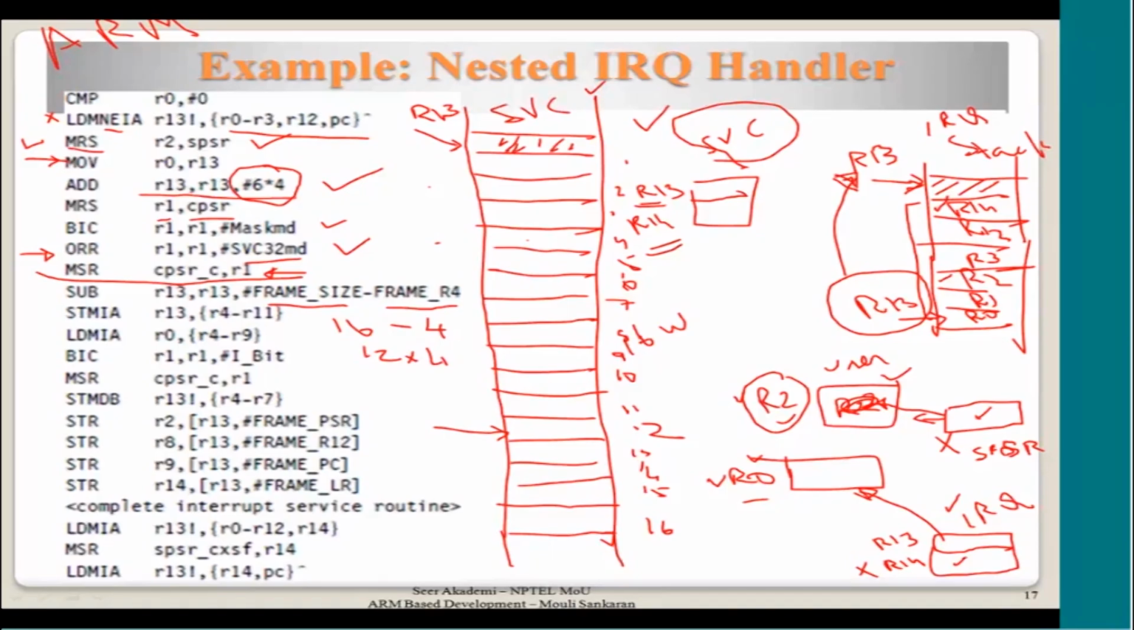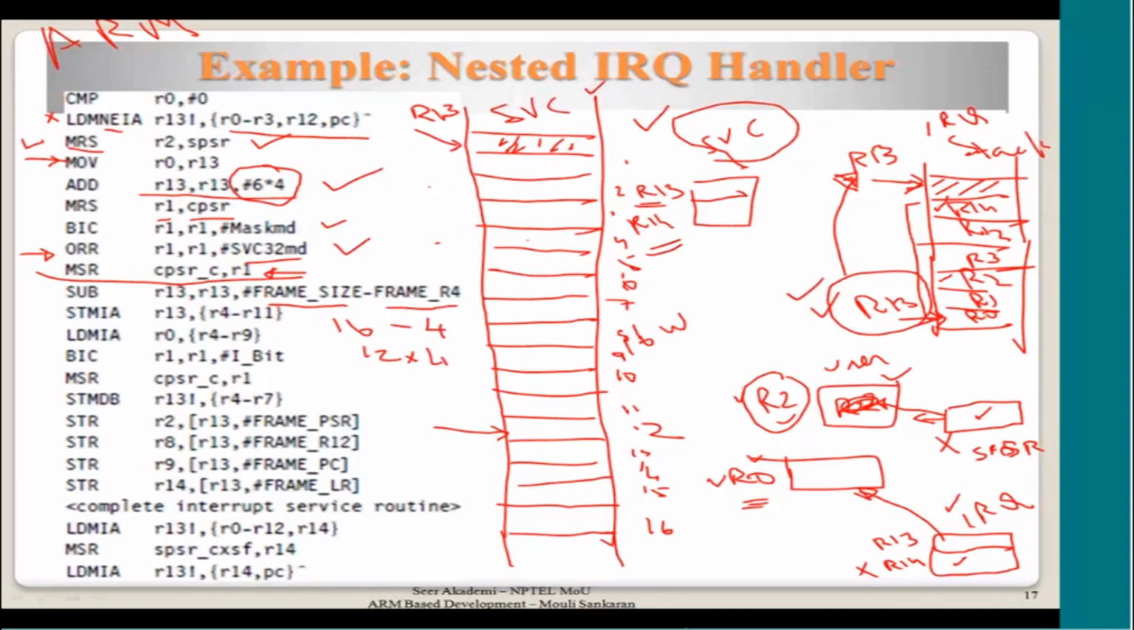And then we took the SPSR value of the R13 into R2 and R13 of R0. Wait a minute, R13 we copied into R0, right? That was which value? It was before the addition was done. So it is this value. Right now R13 of IRQ mode has gone there, but we are having this value in the R0 register. Please remember that.